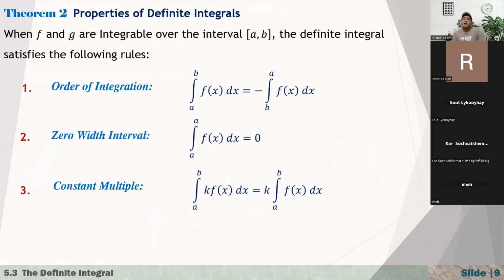Properties of definite integrals. Again, we can use the definition, the way they form the Riemann sum, to prove all of these properties. But we are really running out of time, so I just want to focus on the main concepts and the main theorems. During our physical class time, I'm going to solve only problems. So when f and g are integrable over the interval [a, b], the definite integral satisfies the following rules.